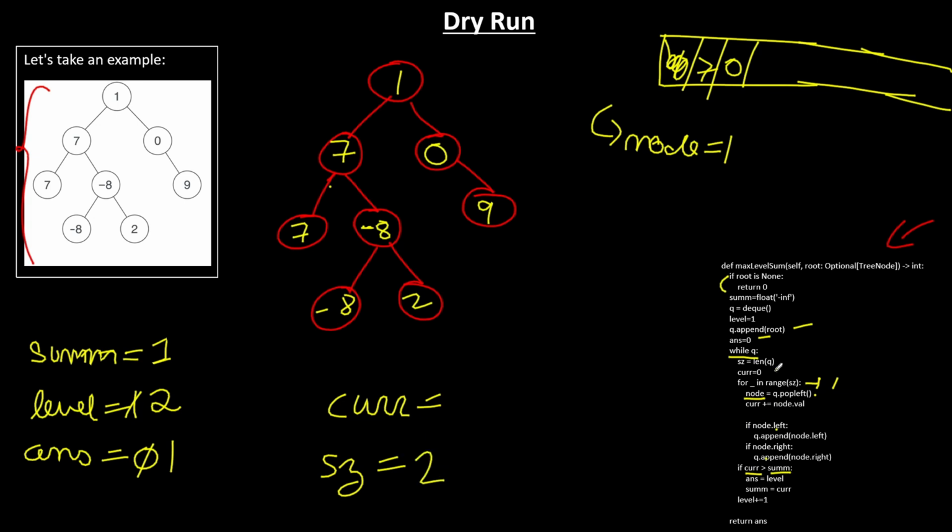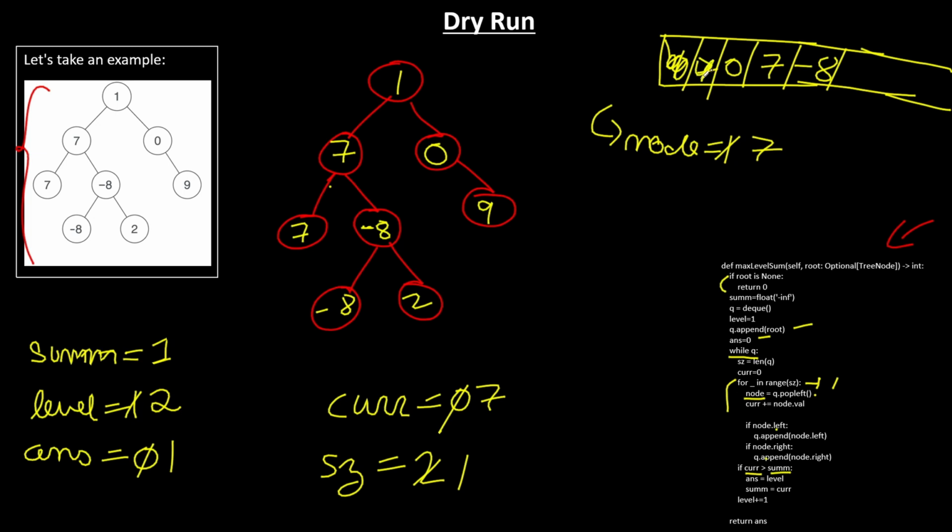Then current is initialized to 0 again. Then we go into the loop. We pop the value, it is 7, and add it to the current, which is 7 now. Size becomes 1. We check if we have left and right nodes. We have, so we push them into the queue, which are 7 and minus 8.